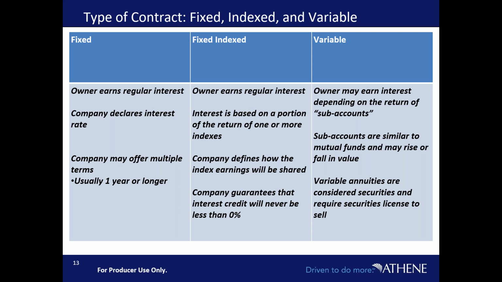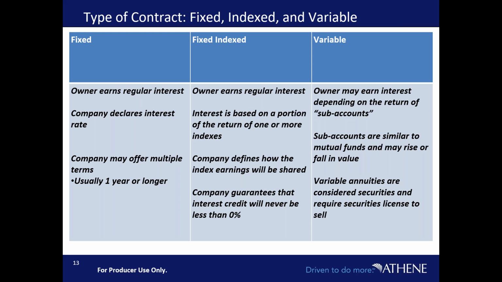We also have fixed indexed annuities. These are becoming the most popular now. The owner earns regular interest, and the interest is based on a portion of the return of one or more indices. So you and your clients will get to pick what indexes they use and at what percentage you'd like to use. And generally speaking, you get to participate in a certain amount of it, or there could be a cap. The company defines how the index earnings will be shared. The company guarantees that interest credit will never be less than 0. So that's where we say 0 is your hero with a fixed indexed annuity. In a variable product, you can actually lose money. In a fixed index annuity or fixed annuity, you will not lose any money from any index movement.